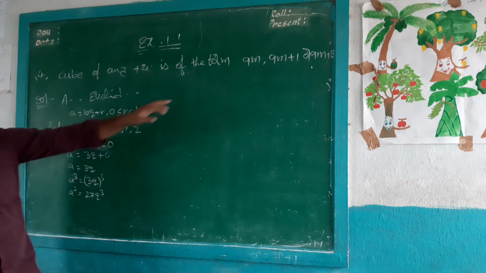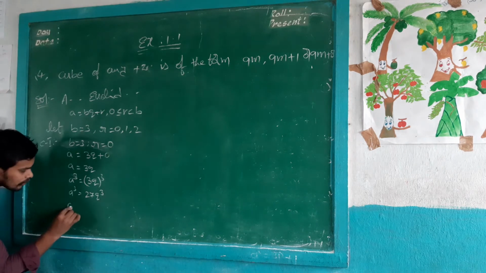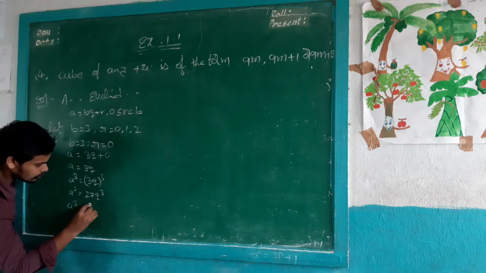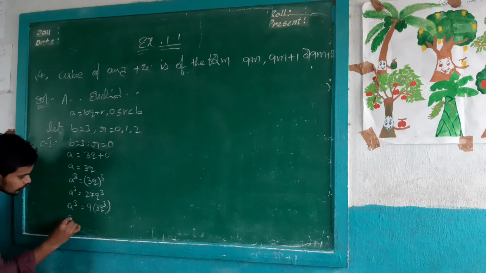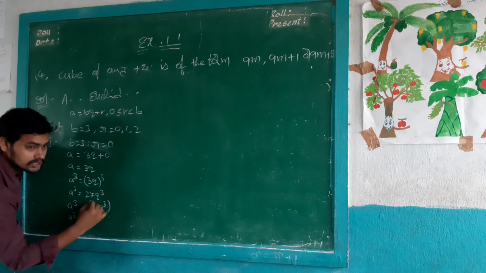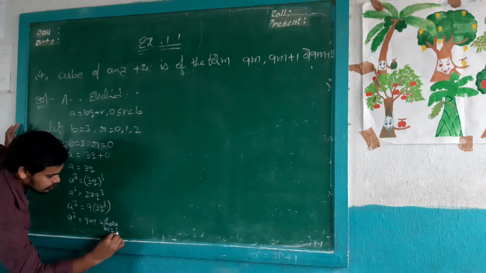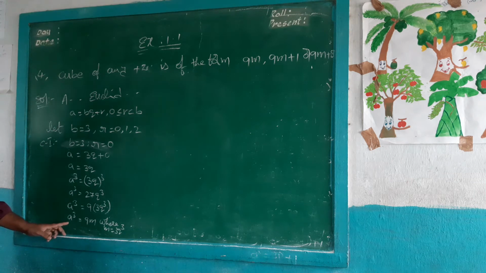So we have to write it in the form of multiples of 9. How can we write 27 as a multiple of 9? 9 into 3. So A cube equal to 9m, where m is 3Q cube. So cube of any positive integer is of the form 9m.